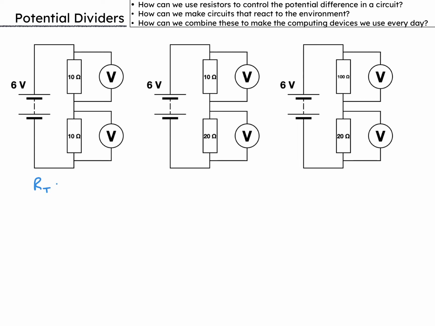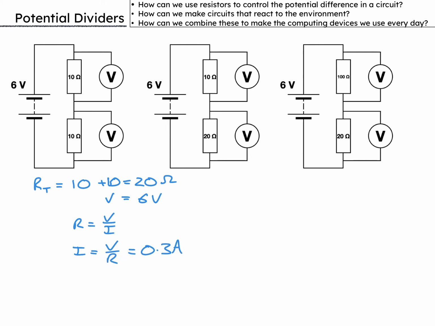The total resistance, RT, is 10 ohms plus 10 ohms, which is 20 ohms. So the potential difference across the 20 ohms is 6 volts. Since R equals V over I, I equals V over R, which tells us the current in the circuit is 0.3 amps. So for a 10 ohm resistor with 0.3 amps running through it, V equals IR, so V equals 0.3 times 10, which is 3 volts.